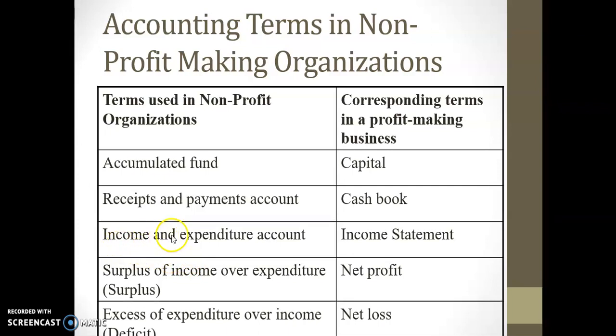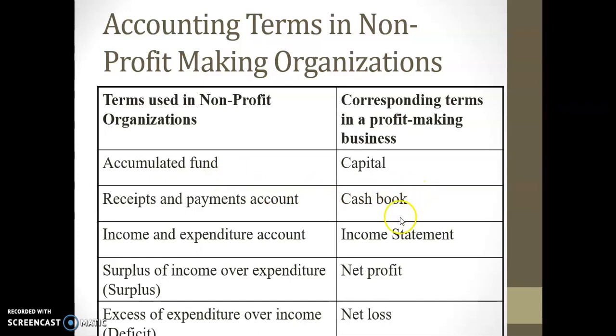First of all, in a profit-making business, you would have something called capital, whereas in the nonprofit organization, capital is referred to as accumulated fund. However, the same accounting equation is used to arrive at your capital and at your accumulated fund. For a profit-making organization, your capital is equal to your assets minus your liabilities. And for a nonprofit organization, your accumulated fund will be your assets minus your liabilities.